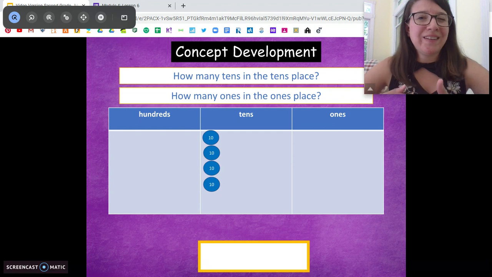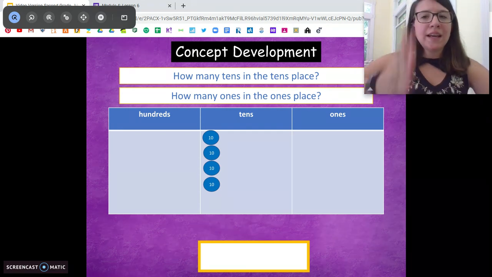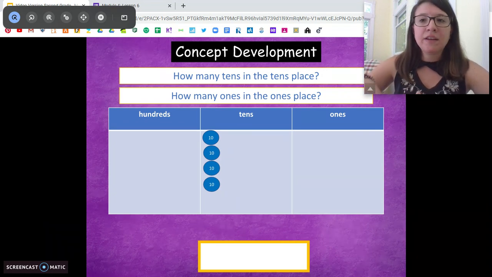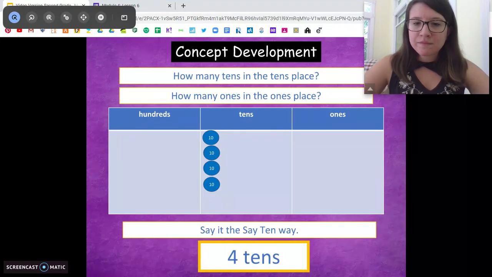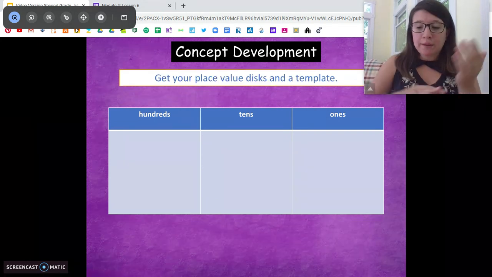4. Very good. Do I have any ones? So how could I say this the say 10 way? How could I say 35 plus 5 equals the say 10 way? 4 tens. Awesome job.